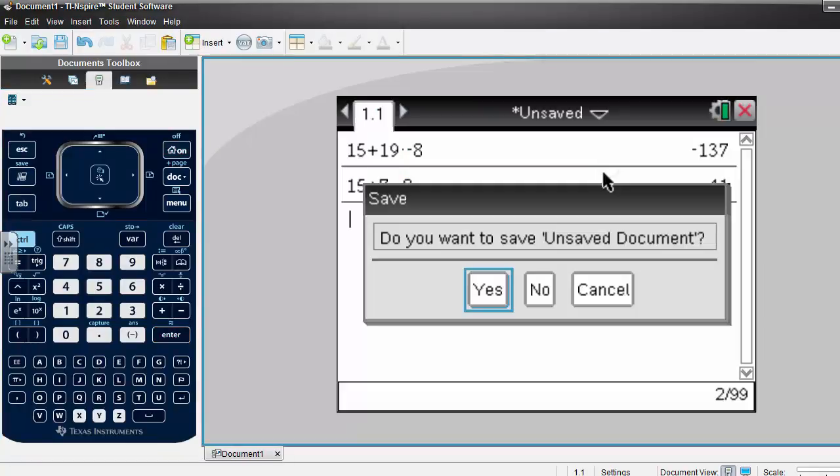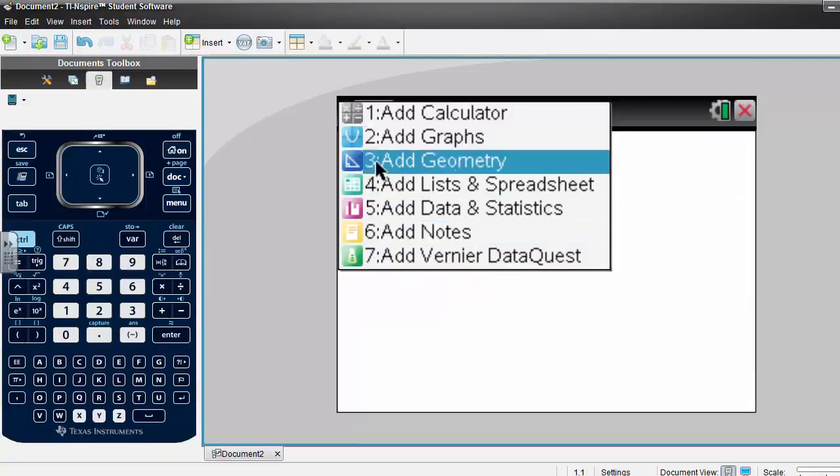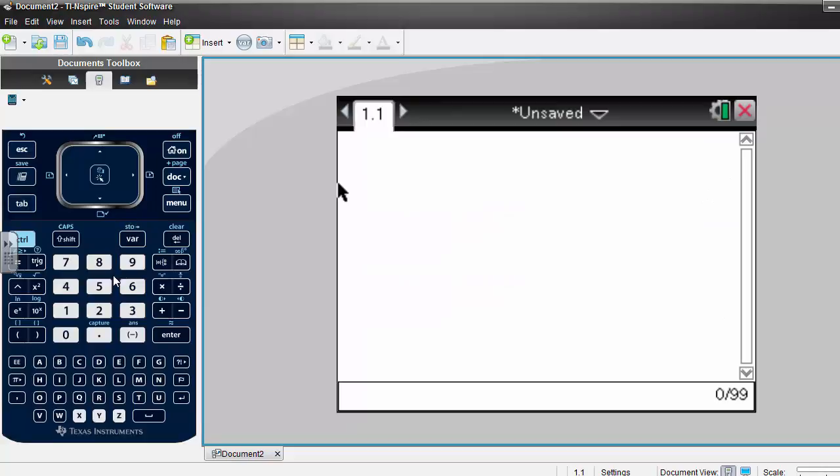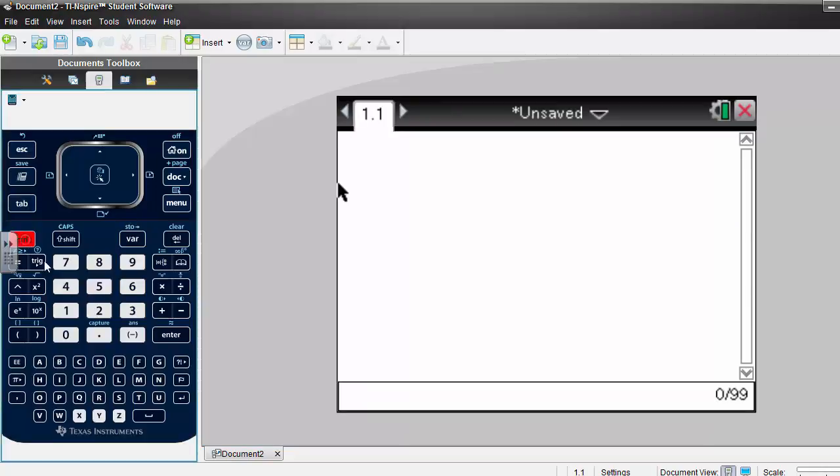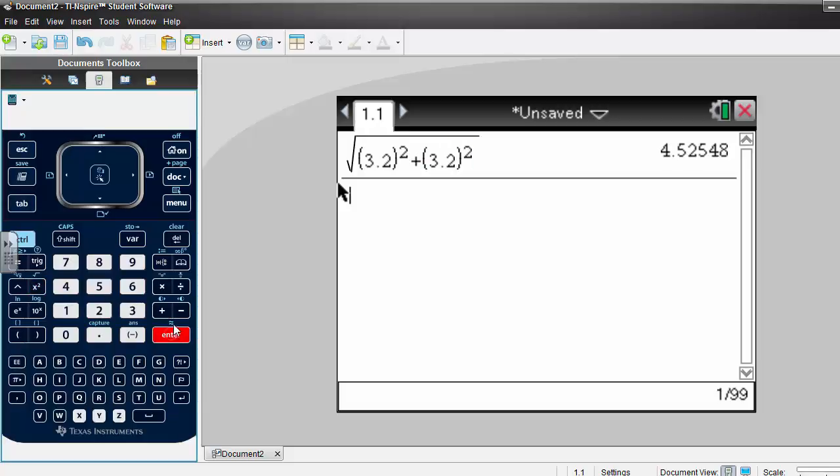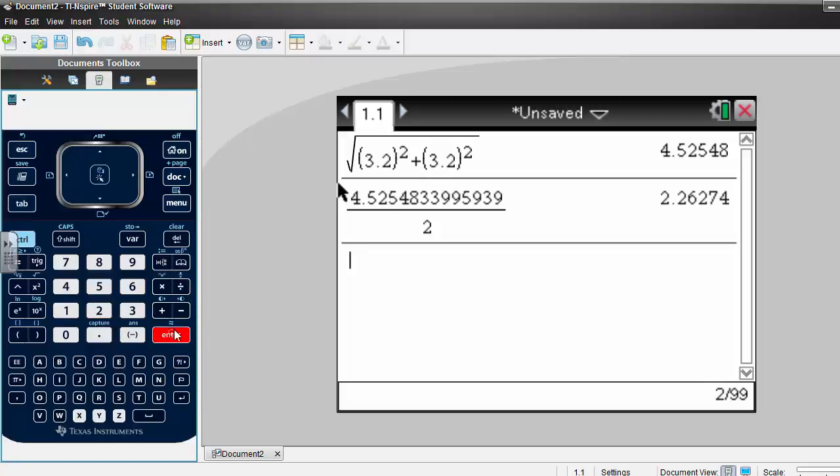Alright, so let's create a new document, don't save any stuff. Alrighty, so let's take the square root of 3.2 squared plus 3.2 squared. And this is going to equal that. That's the distance AC. I'm going to divide this by 2, and that'll give me 2.26. That's the value right here.